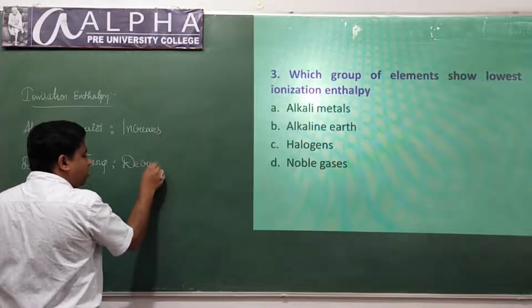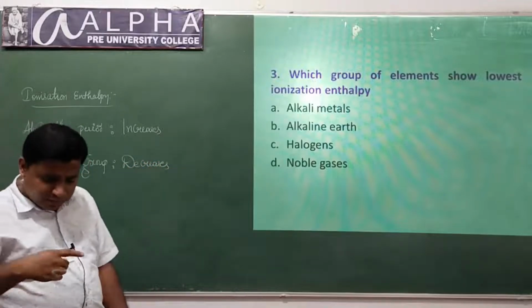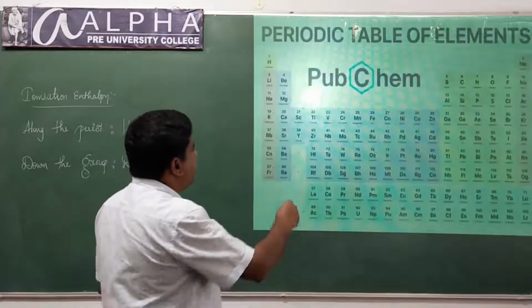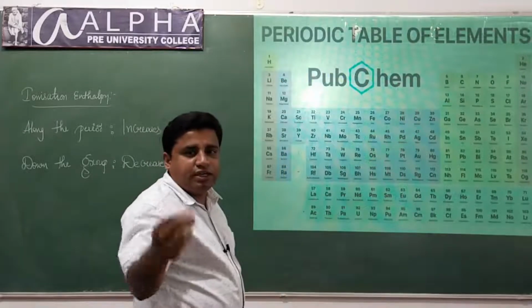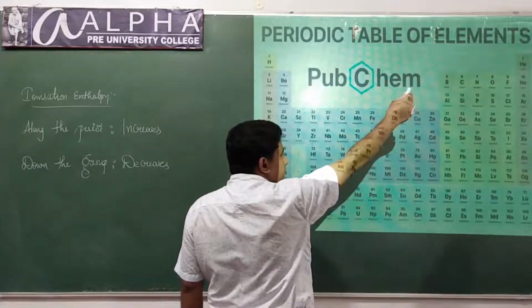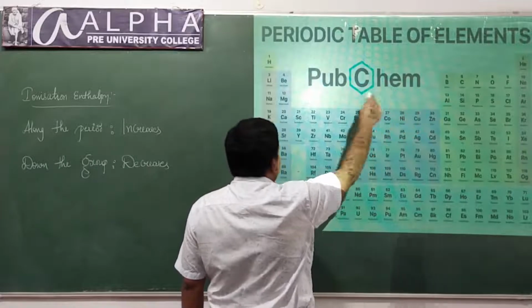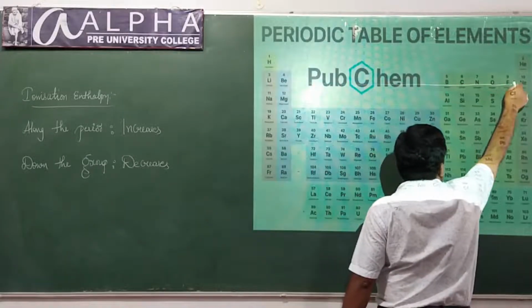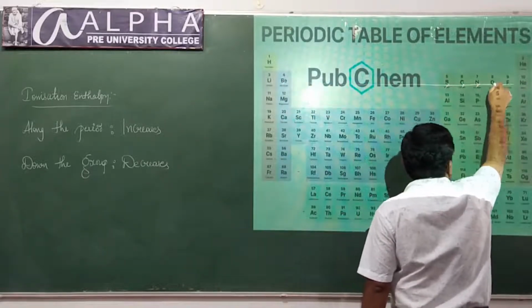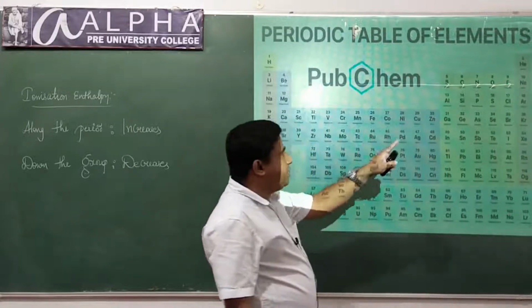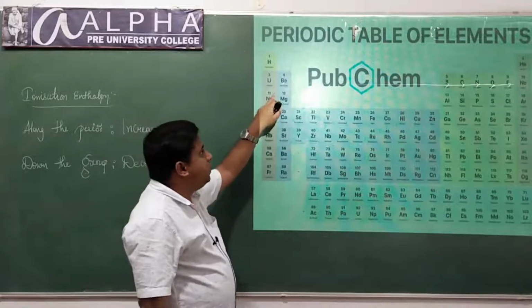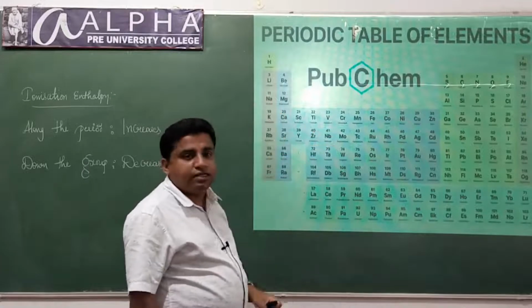Please remember this point. So along the period, ionization enthalpy increases. Down the group, ionization enthalpy decreases. That means if I go from hydrogen to helium, ionization enthalpy increases. If I go from lithium to beryllium, beryllium to boron, boron to carbon, carbon to nitrogen, nitrogen to oxygen, oxygen to fluorine, what is going to happen to the ionization enthalpy? It increases along the period.